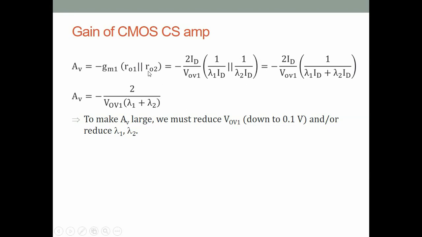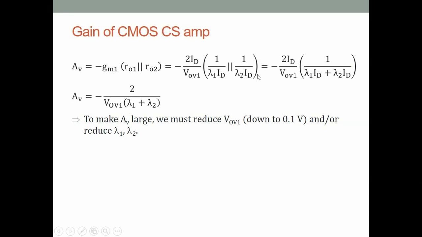So if two resistors are in parallel, the conductances add, so we write this expression, and of course the ID cancels, and therefore we get the expression for the voltage gain of this circuit as minus 2 over VOV1 into (lambda1 plus lambda2). Now it is important to recognize and note again that the drain current cancels.